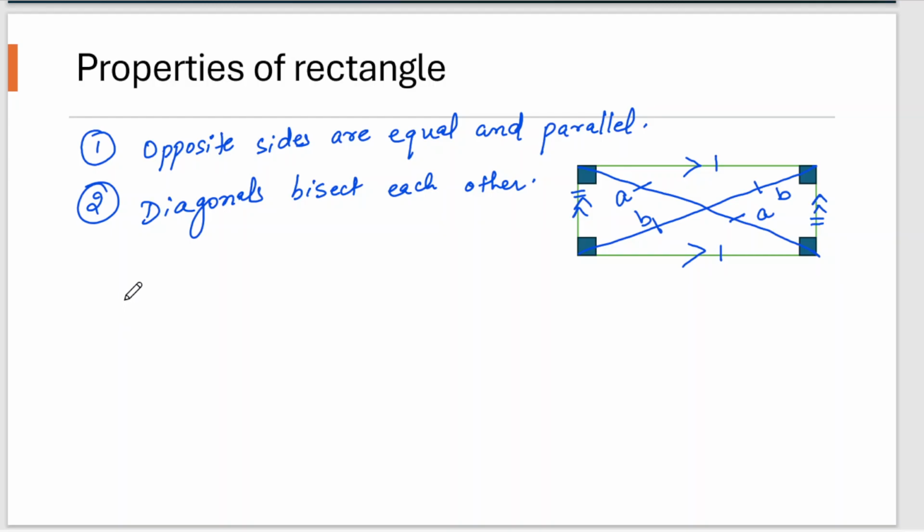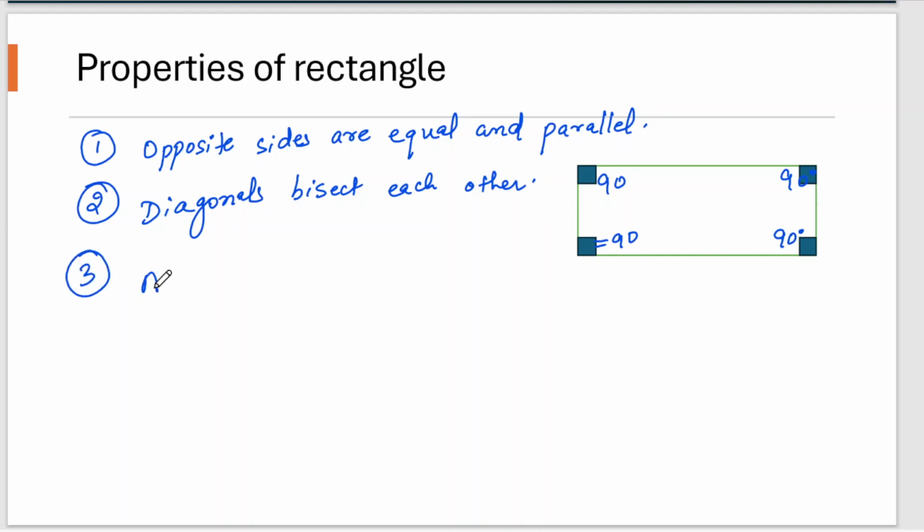Now, what is the basic and important property related to rectangle? What is the special property? Okay, so in a rectangle, we can observe that all the four angles, or you can say all the four interior angles, are equal to 90 degrees. So this is 90 degrees, this is also 90 degrees, this is also a right angle, this is also 90 degrees. So we can say that all four interior angles are right angles.